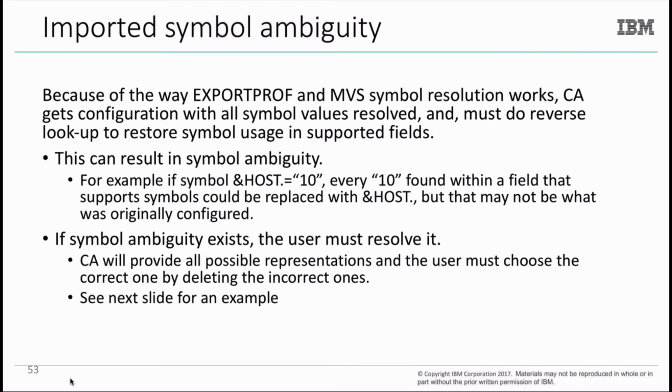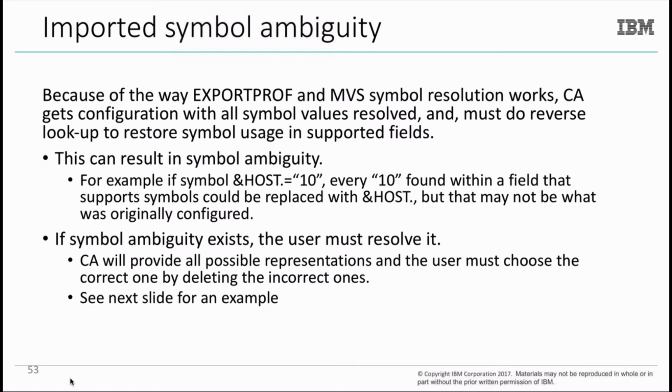That does result in some ambiguity. I won't go into the nitty-gritty details, but because of the way export profile and MVS system symbol resolution works, Configuration Assistant gets the configuration with all the symbol values resolved. Then we do a reverse lookup to restore symbol usage in supported fields. This can result in symbol ambiguity. For example, if symbol &HOST equals 10, then every 10 we find in a field that supports symbols could be replaced with &HOST, but that may not be what you want.